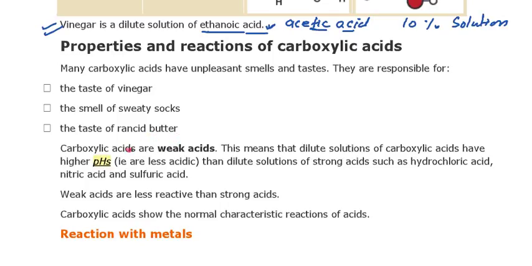The carboxylic acid is considered a weak acid because an acid's property is giving H plus ions. Acids that give H plus ions very strongly are considered strong acids. But the carboxylic acid does not give H plus ions so strongly, so it is considered a weak acid. It means the dilute solution of carboxylic acid has a higher pH, because the acidic range of pH is 0 to less than 7.